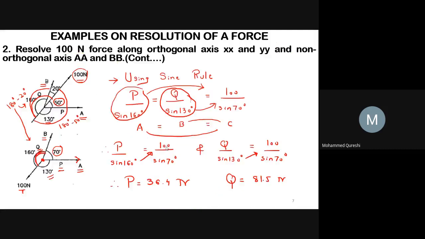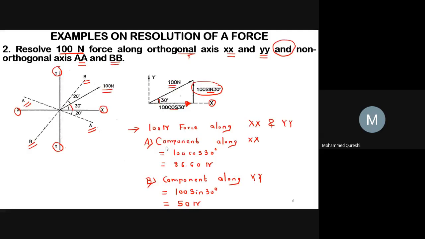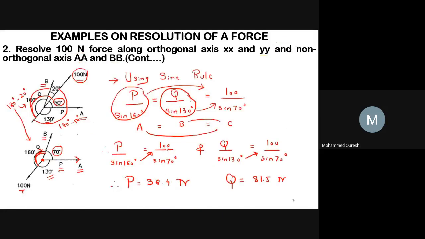Simple equation: just go for cos theta in case of the horizontal component and sine theta in case of the vertical component. And here the basic rule is the sine rule: you have to put all three forces in terms of an equation, and then solve the equation to get the unknown values of the forces.